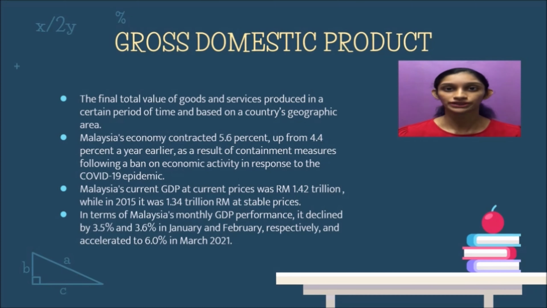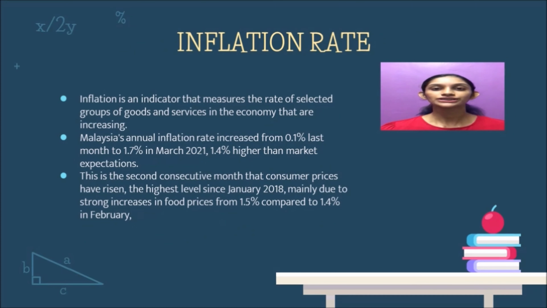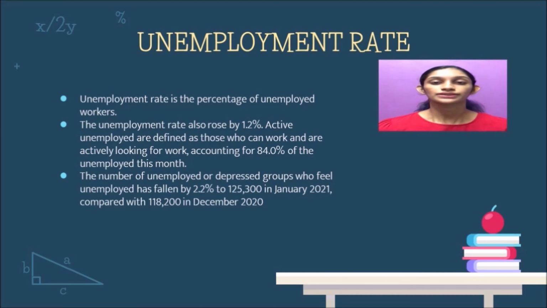in March 2021. Inflation rate is an indicator of the purchasing power of selected goods and services in the economy, such as food prices. The inflation rate was only 0.1% last year, but then it increased to 1.7% in March 2021. Unemployment rate is the percentage of unemployed workers. The unemployment rate increased by 1.2% in March 2021.